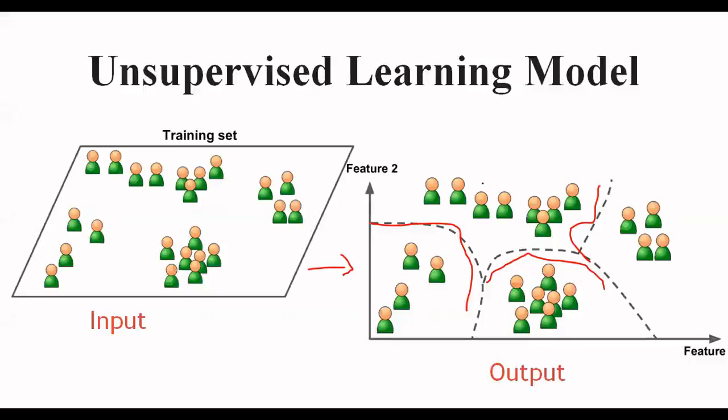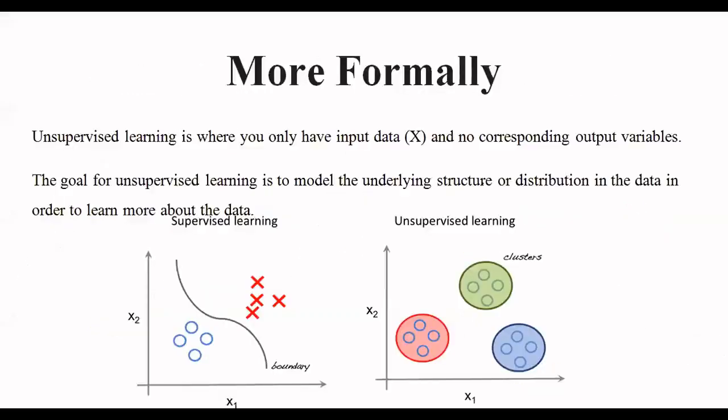More formally, unsupervised learning is where you only give input data in terms of x, and no corresponding output is given to your machine learning algorithm. The goal of unsupervised learning is to model the underlying structure and distribution of the data in order to learn more about the data. So we can learn what kind of data representation is there.